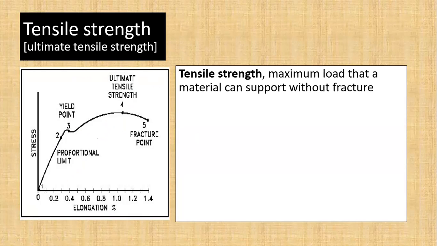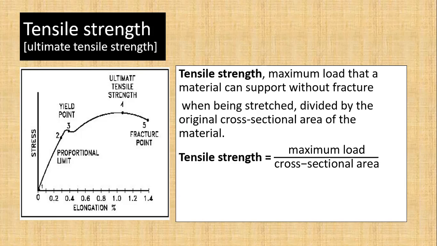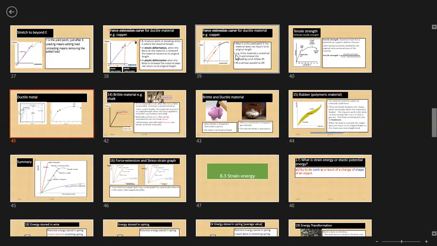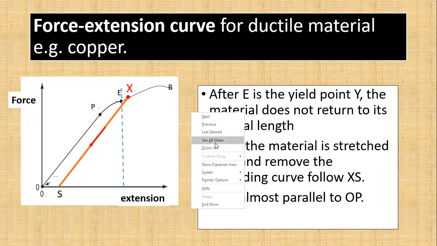Tensile strength, we define as the maximum load that a material can support without fracture. Right? So usually it's just the maximum load here. Sometimes it can be this point if it's up there. So it's the maximum load without fracture when being stretched, divided by the cross-sectional area. So tensile strength is the maximum stress, if you like. Maximum load divided by cross-sectional area. Okay, so sometimes the graph may be here. So that is your maximum load. This is also maximum load. If the graph is this one, same thing, maximum load is there. Or sometimes it can be here, depending on which is the largest value. So memorize what tensile strength is.